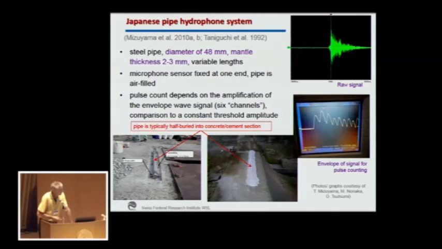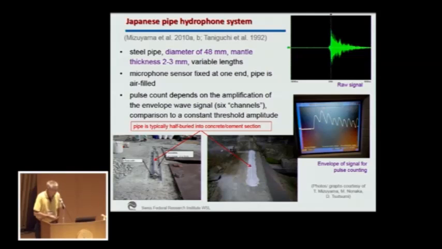So now the other system for which quite a number of investigations have been made in the past, both in the flume and at the field, is the so-called Japanese hydrophone system. Basically, the main difference is that here a steel pipe is used as the impactor element. You see here two examples.